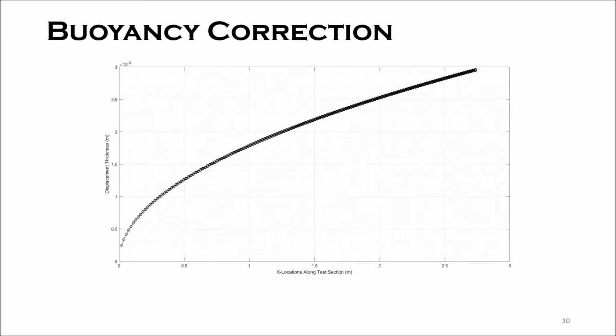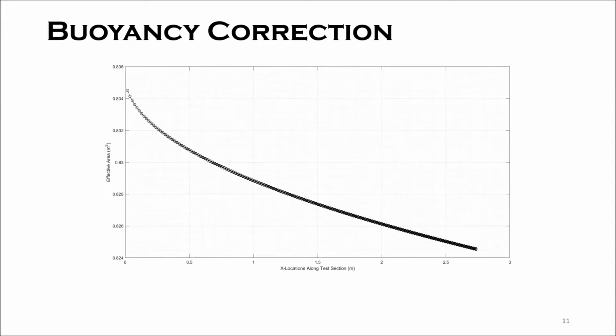Buoyancy corrections applied to the testing results showed the growth of the displacement thickness in the test section to stabilize after 0.5 meters length into the test section. The displacement thickness reaches a thickness of 3 millimeters by the end of the test section at 2.75 meters. The corresponding change in cross-section area was also shown to reduce up to the test section length of 0.5 meters, where it then became constant.